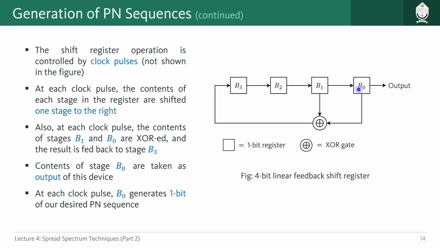Now the contents of B0 will be taken as the output for this circuit, the output of this LFSR. So that means at each clock pulse we are going to get 1-bit output as result, which we will get from B0. And sequentially after each clock pulse we are going to get 1 bit of our desired PN sequence. So after some clock pulses we will have a sequence of digits called the PN sequence.